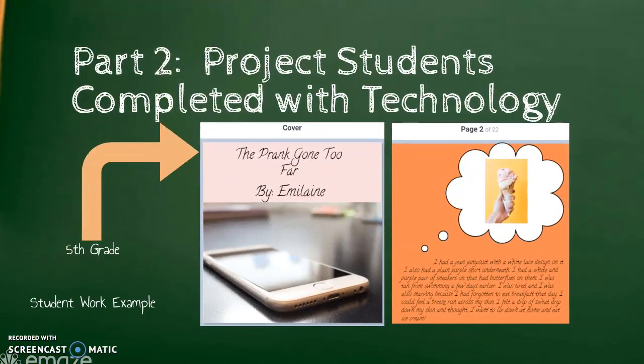This is the cover and first page of a 5th grade student's published personal narrative using Book Creator.